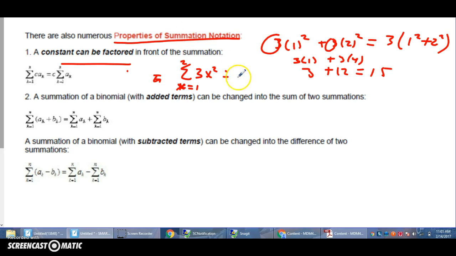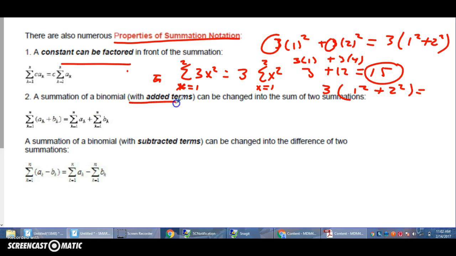I can rewrite that as 3 times this summation notation. So go ahead and tell me what x squared is from 1 to 2 and then multiply it by 3. So what that would be is 3 times 1 squared plus 2 squared, which is exactly what I have above. Okay, and then you work that out and you get 15. So that's 1 and 4 is 5 and times 3.